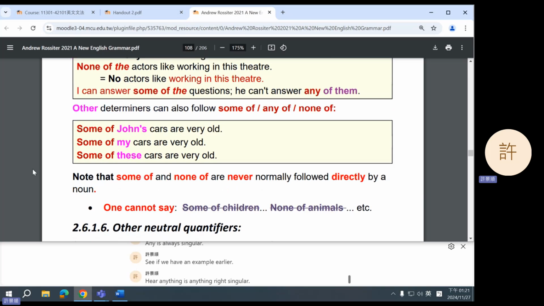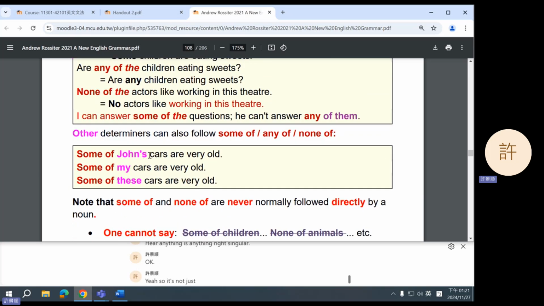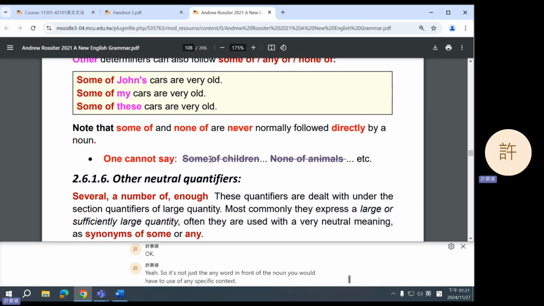Okay. Yeah, so it's not just "the." Any word in front of the noun, you would have to use "of." Any specific context, right? There's nothing here between the "of" and the noun, so this is wrong.